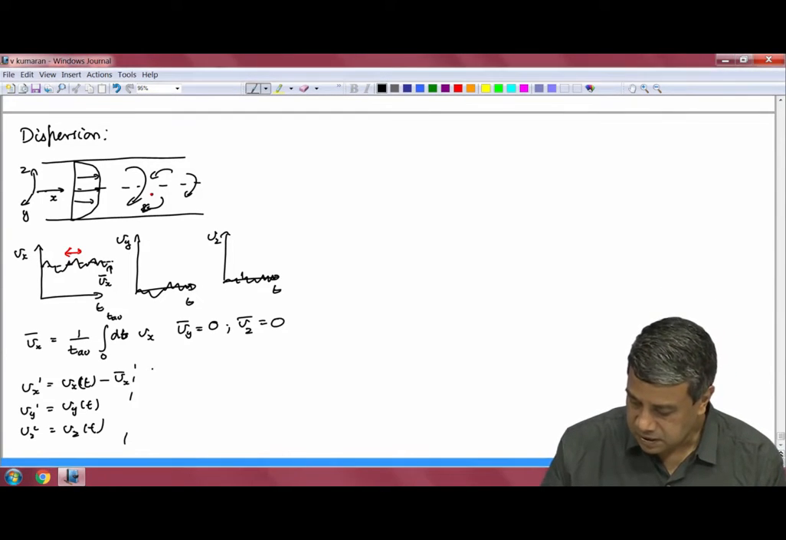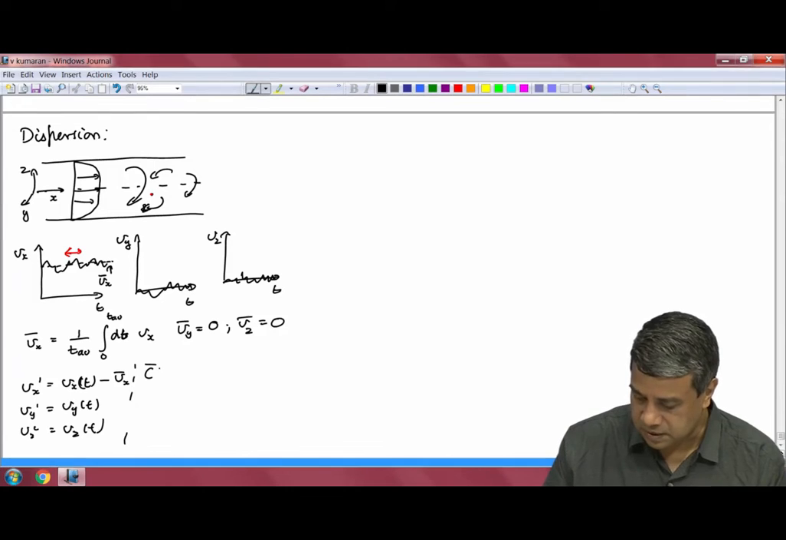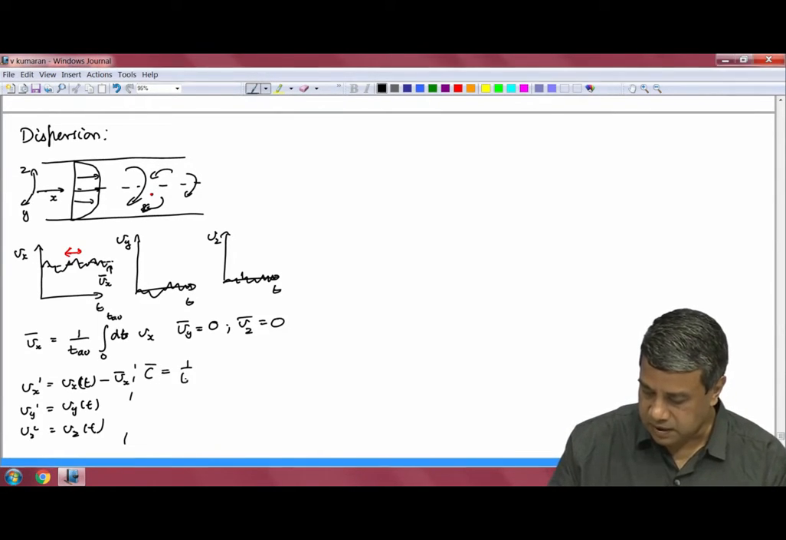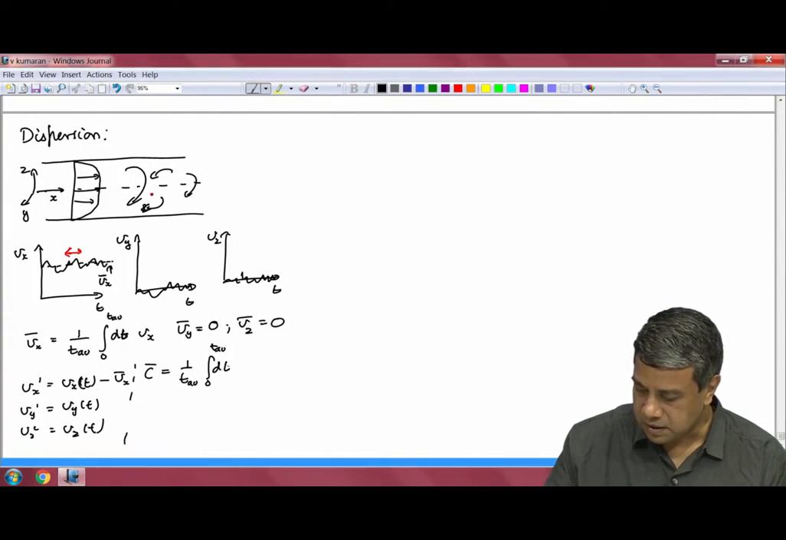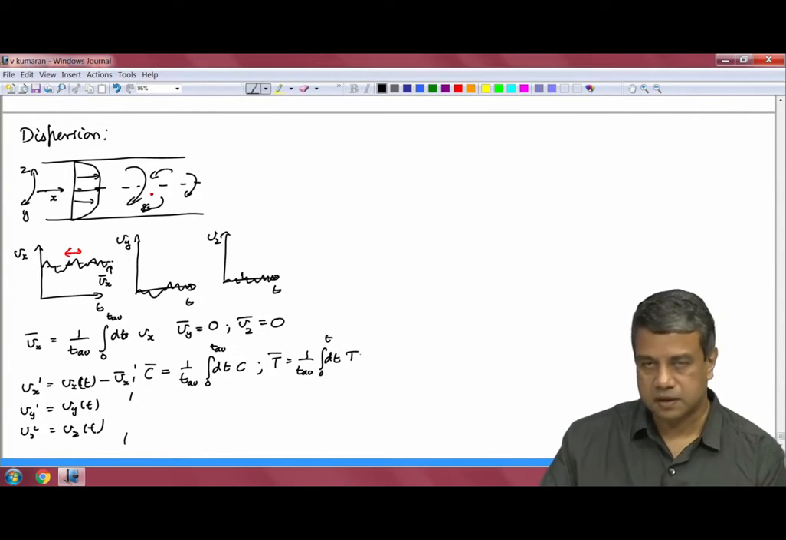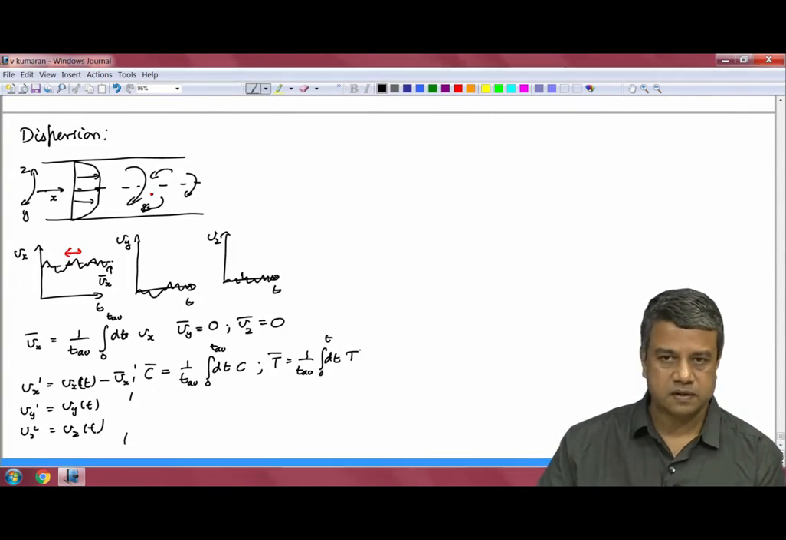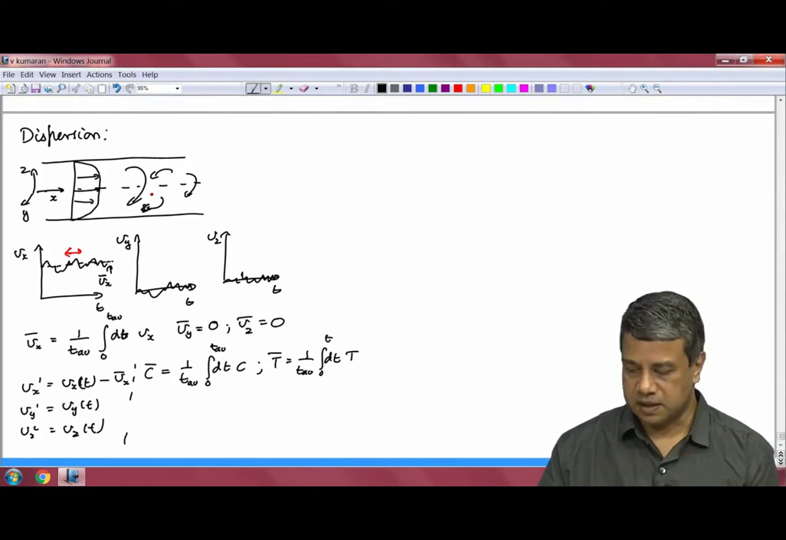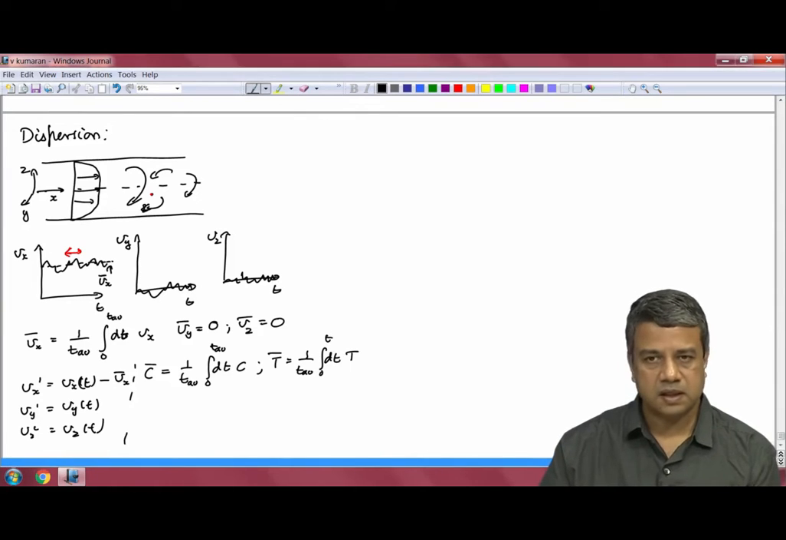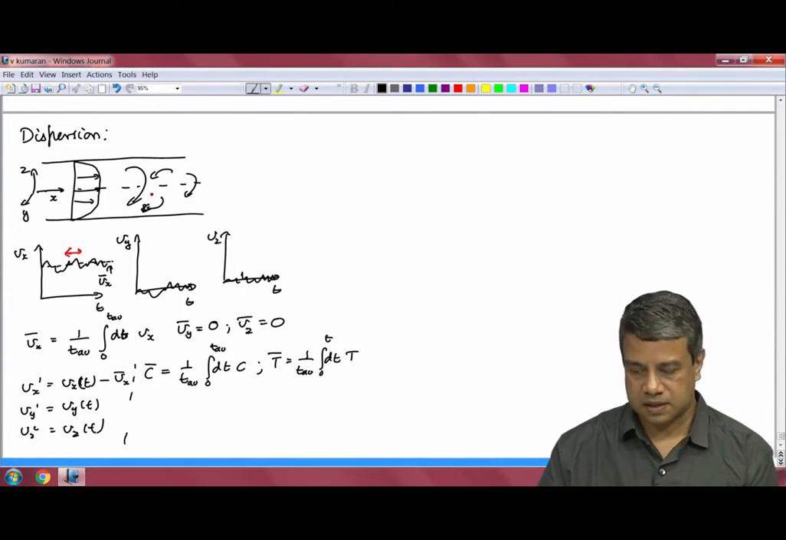So, for example, the average concentration, C bar, at some location, I write as 1 over T average integral 0 to T average dt times C. The average temperature is equal to 1 over T average integral 0 to T average dt times the temperature. This temperature at that location is a function of time. So, I can write the average value of the concentration or temperature at that location and the average value of the velocities at that location.